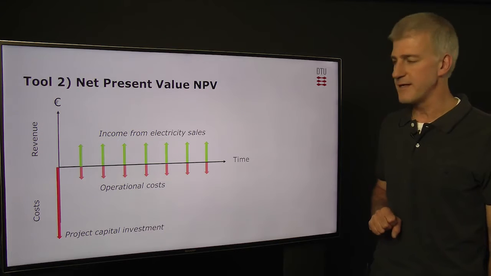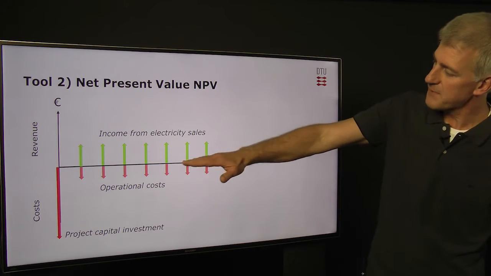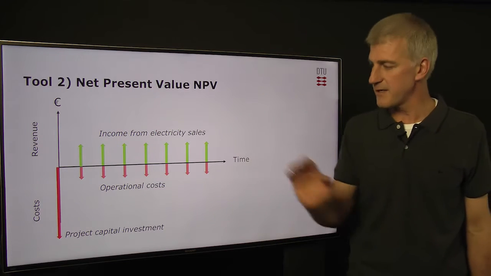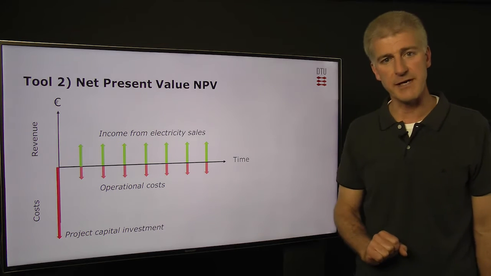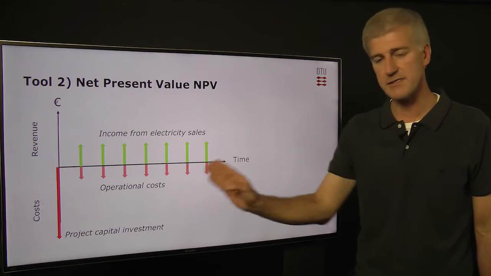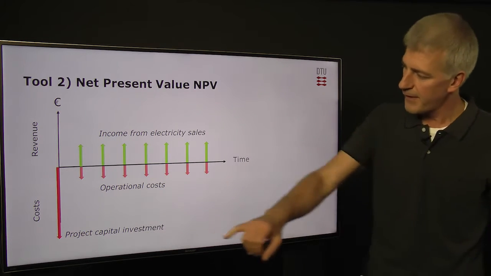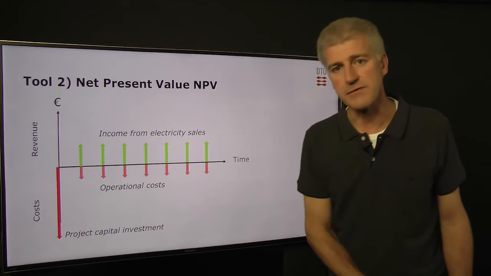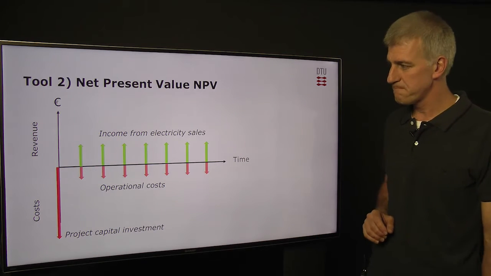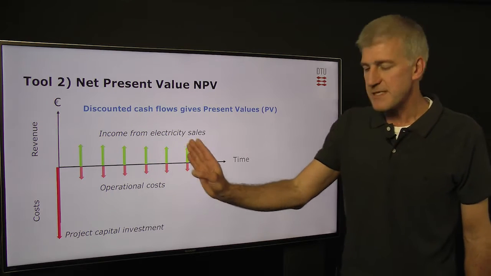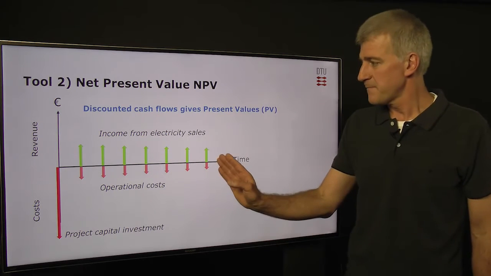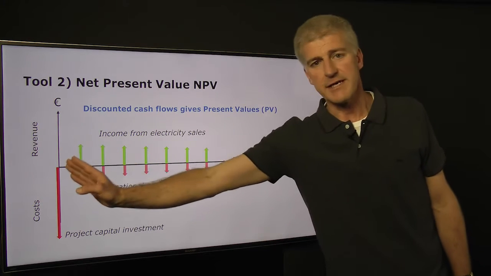Looking at this graphically then, what we have here is the income from the electricity sales in each of the years of operation, and we have costs from the maintenance and operation, again for each of the years of operation. And over here, we then have the original project capital investment. So for each of these, we need to discount them according to the year to bring them back to today's money.